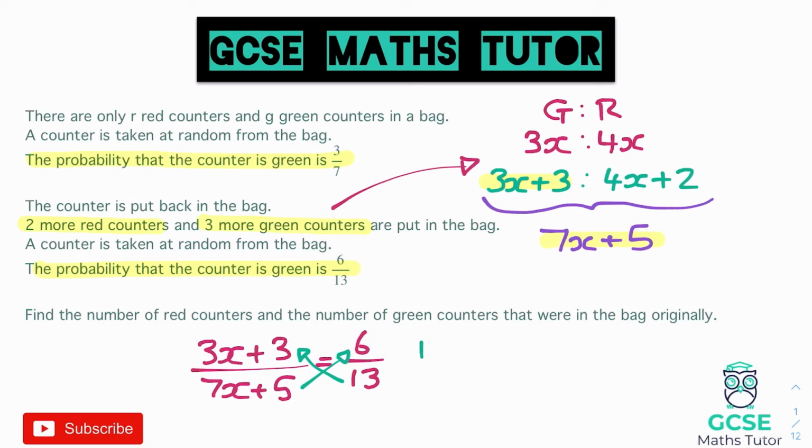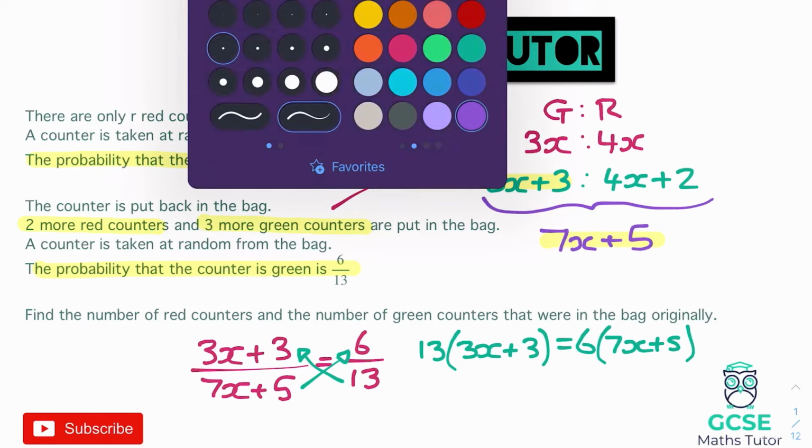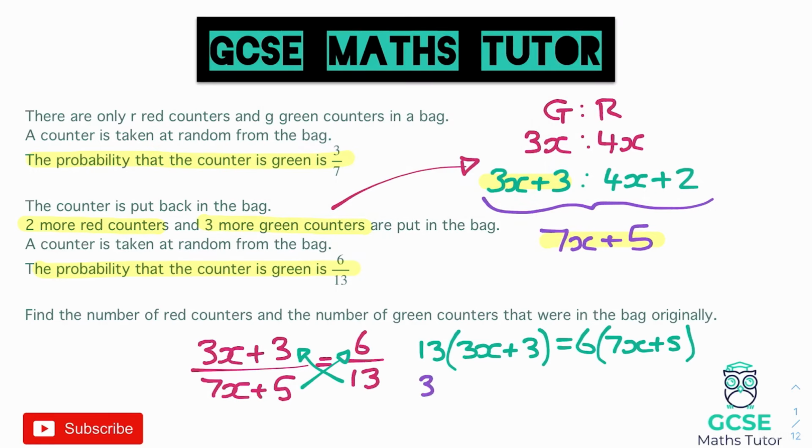We'll get 13 brackets 3x plus 3, and that is equal to 6 brackets 7x plus 5. And then we just need to expand that out and solve it. So if we expand that out, we get 39x plus 39, times in them both by 13, and that is equal to 42x plus 30.